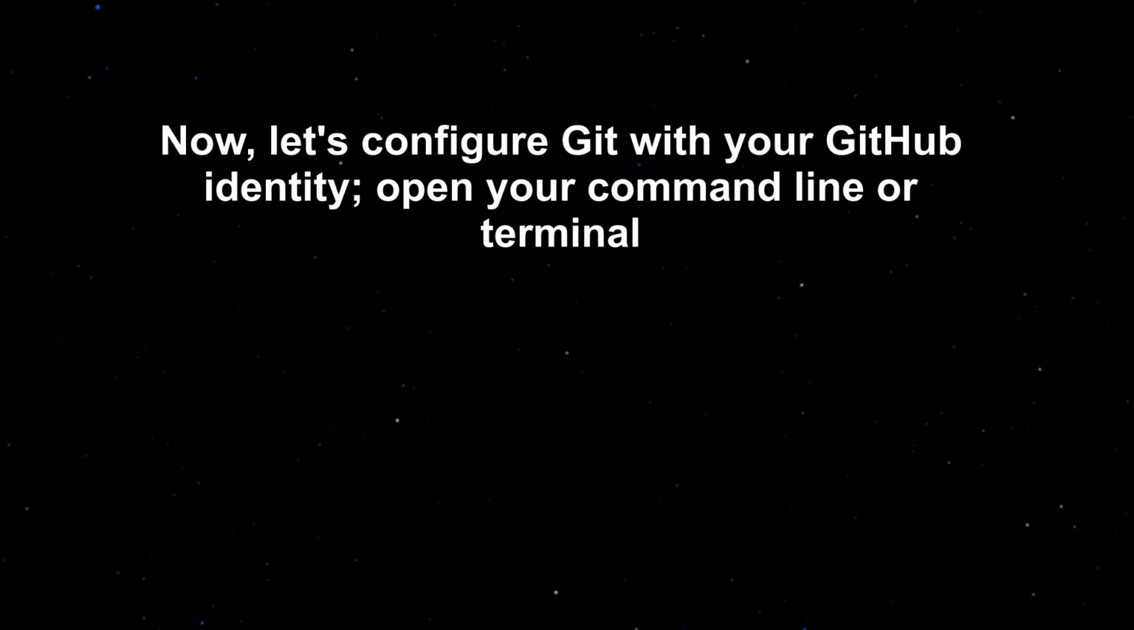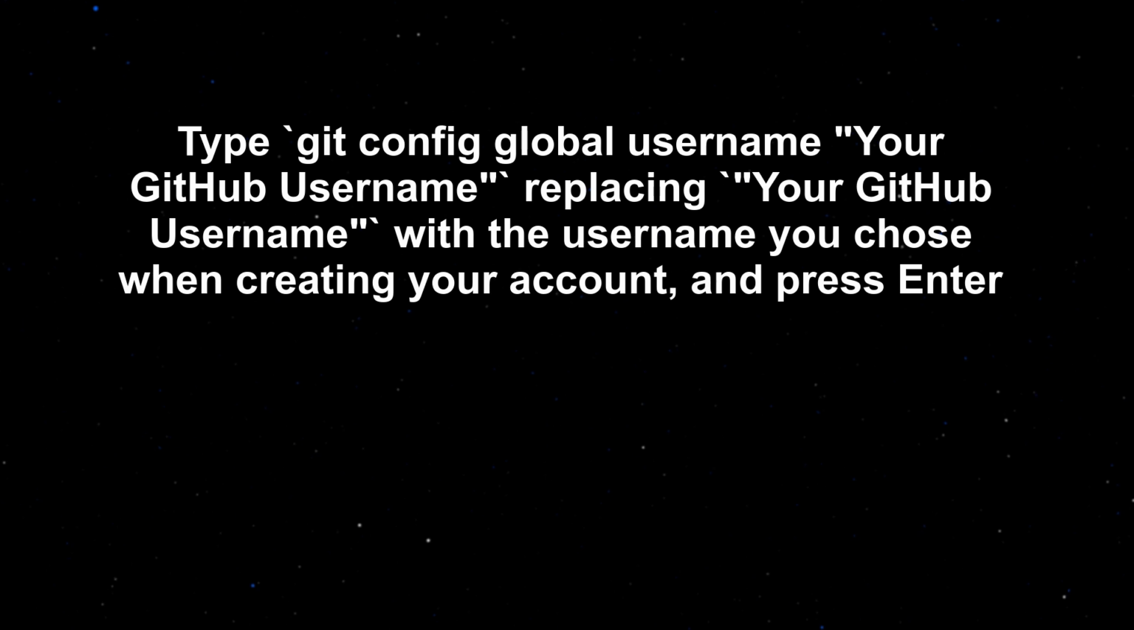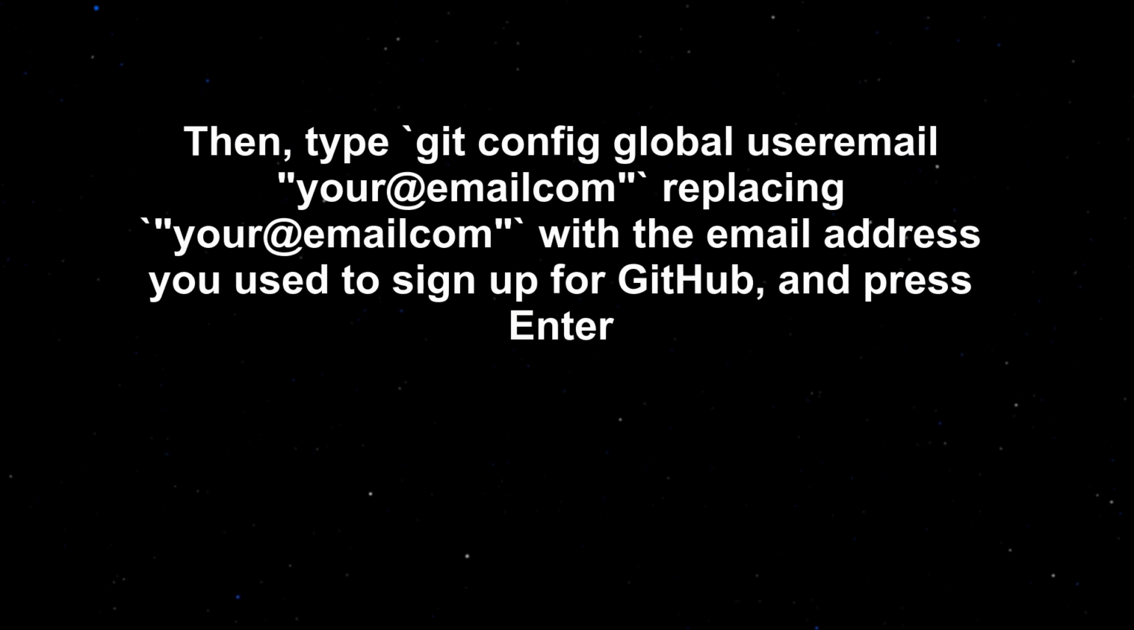Now, let's configure Git with your GitHub identity. Open your command line or terminal. Type git config --global user.name "your GitHub username", replacing your GitHub username with the username you chose when creating your account, and press enter. Then, type git config --global user.email "your@email.com", replacing your@email.com with the email address you used to sign up for GitHub, and press enter.